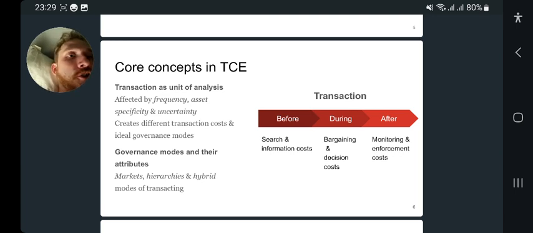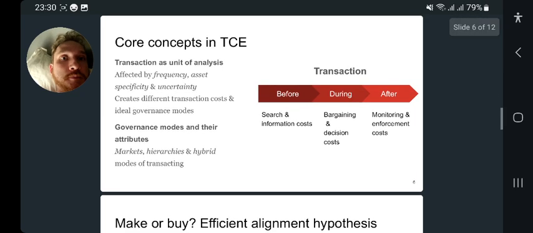And so before the transaction starts, you have search and information costs from the party that's buying. And then you have bargaining and decision costs. You have to create a contract and you have to decide on a price. And then after the contract has been made, you have monitoring and enforcement costs. You have to make sure that the contract is upheld by the parties.